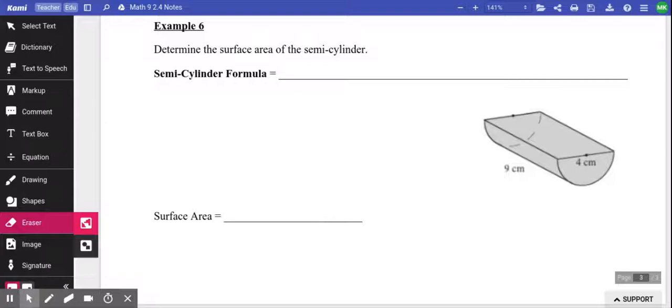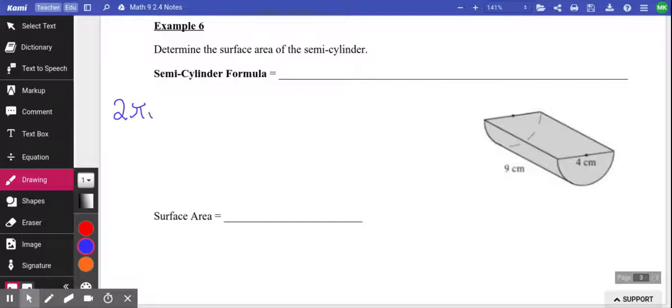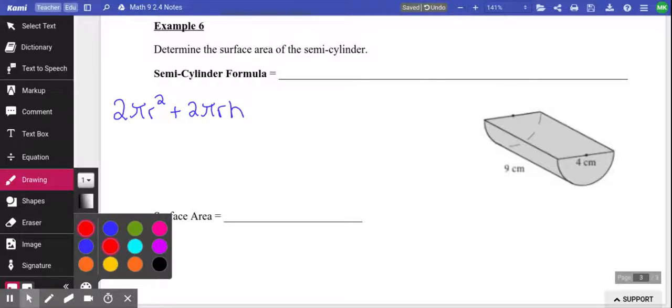I'm just going to show you if we take the area of a can, which is 2 pi r squared plus 2 pi r h, that's a whole can or cylinder.